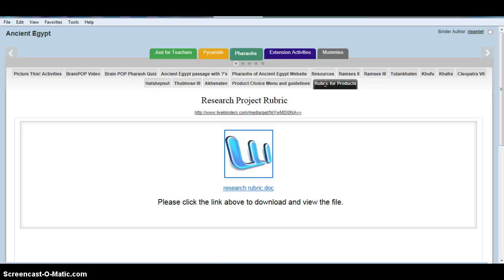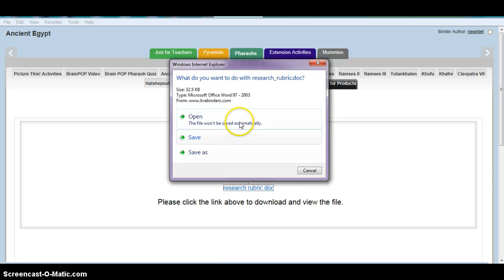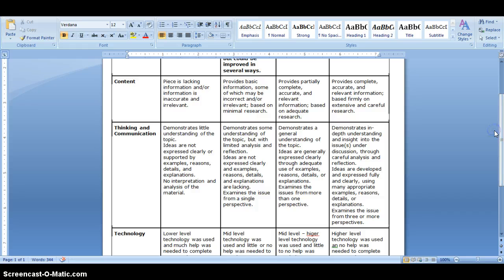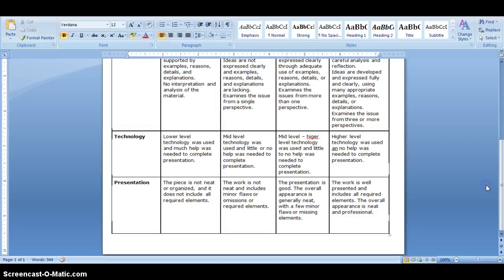They were also able to view the rubric for their product, which breaks down what I was going to be grading them on based on the content, the information, the research, the thinking and communication, how they expressed their ideas. Were they clear? Did they give good examples? This is where I tied in the text evidence, backing up their information. Technology: what kind of level of technology was used based on what was expected for that student and their presentation when they presented their products.